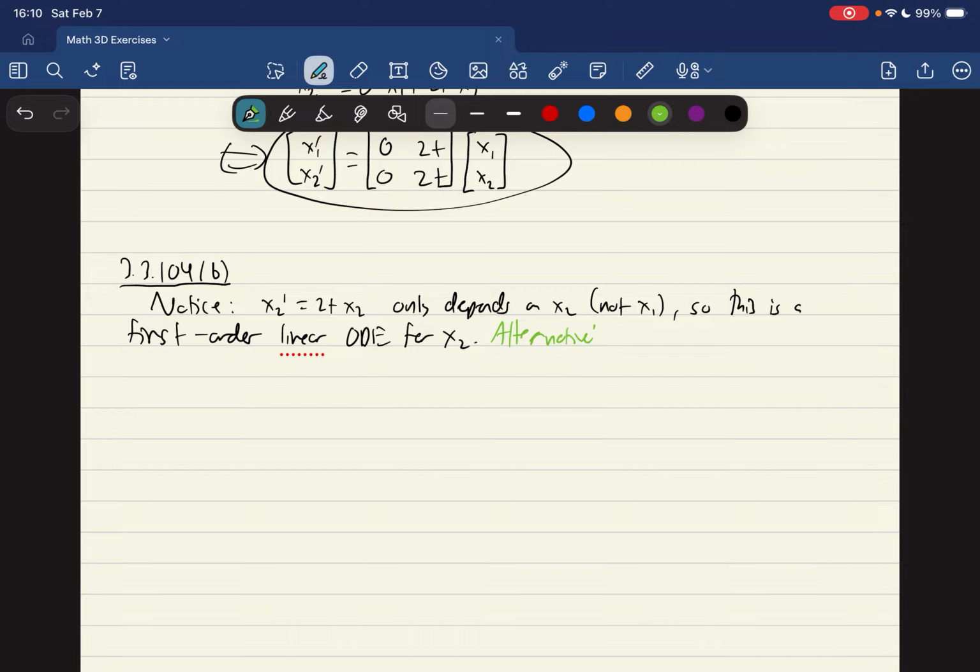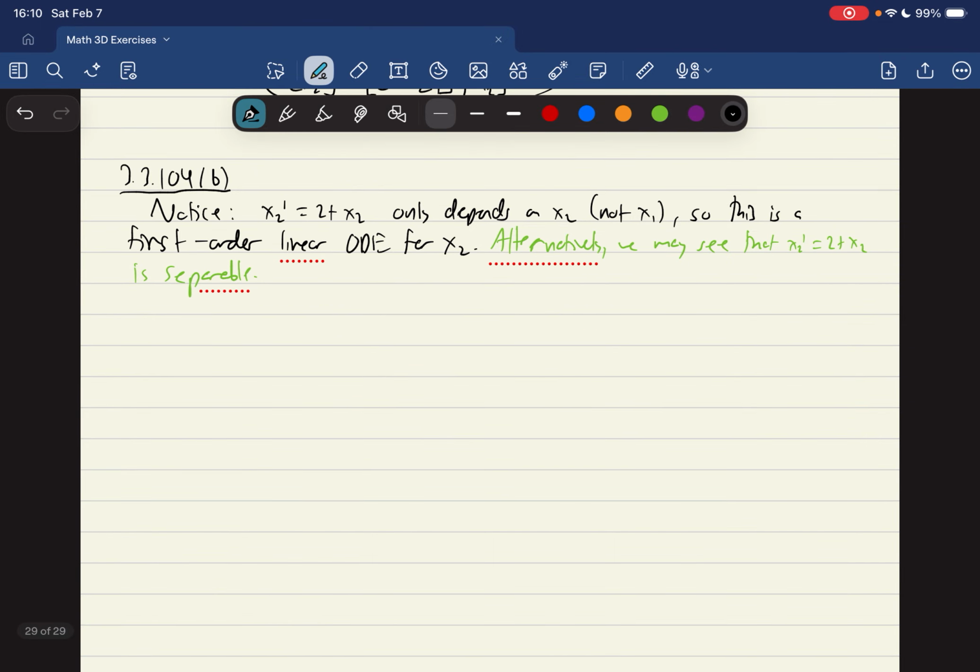Alternatively, we may see that x2 prime equals 2tx2 is separable. And regardless of the method you solve it, here I'll solve it as a linear ODE. So here we have x2 prime minus 2tx2 equals 0. We're going to see that the solution family is going to be c e to the t squared, where c is a constant.